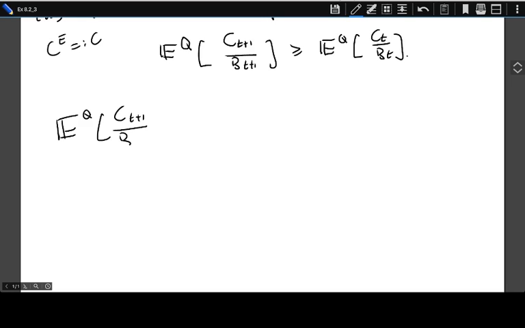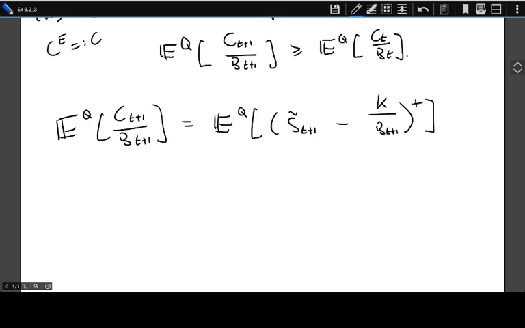So, starting with the left-hand side, first by definition of C, this is equal to the expectation of the discounted asset price, S tilde_{t+1}, that's S divided by B, minus this constant K over B_{t+1}, which for the moment I shall keep as B_{t+1}, plus just the positive part.